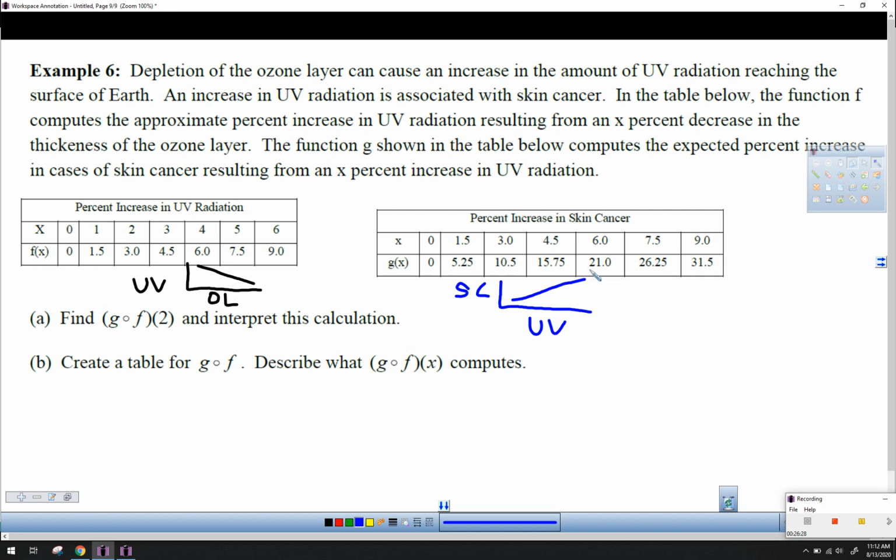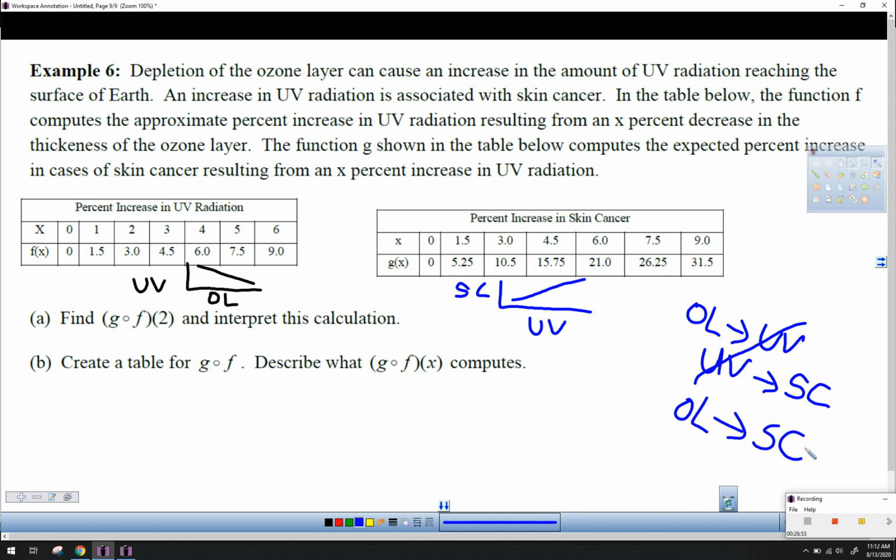So what I'm saying is that if there's a relationship between the ozone layer and UV radiation, and there's a relationship between UV radiation and the percent of skin cancer, then there has to be a relationship between the level of the ozone layer and skin cancer. And that is, again, what function composition is. It says in the table below, the function f computes the approximate percent increase in UV radiation resulting from an X% decrease in the thickness of the ozone layer. The function g, shown in the table below, computes the expected percent increase in cases of skin cancer resulting from an X% increase in UV radiation.